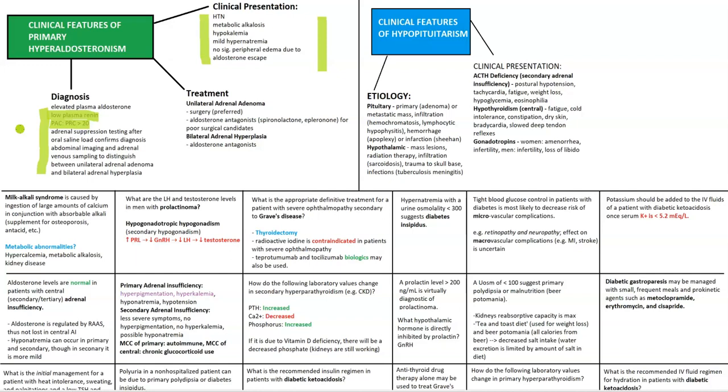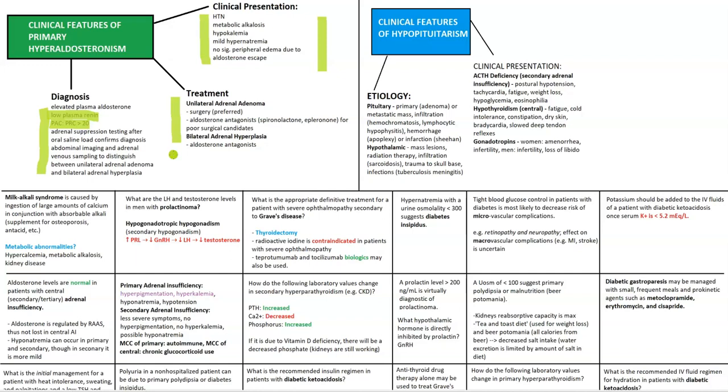Adrenal suppression testing after an oral saline load confirms the diagnosis. Abdominal imaging and adrenal venous sampling can distinguish between a unilateral adrenal adenoma and bilateral adrenal hyperplasia. If it's a unilateral adrenal adenoma, then the venous sampling will show about 4 times the amount of the hormone that you're looking for, versus bilateral adrenal hyperplasia, where it will be the same in both adrenal glands. The treatment is surgery for unilateral adrenal adenoma, and that's preferred. But for poor surgical candidates, you can use aldosterone antagonists such as spironolactone and eplerenone.